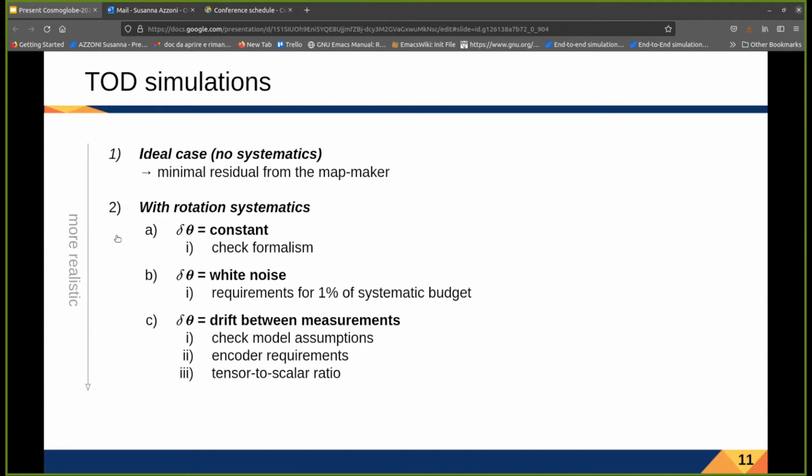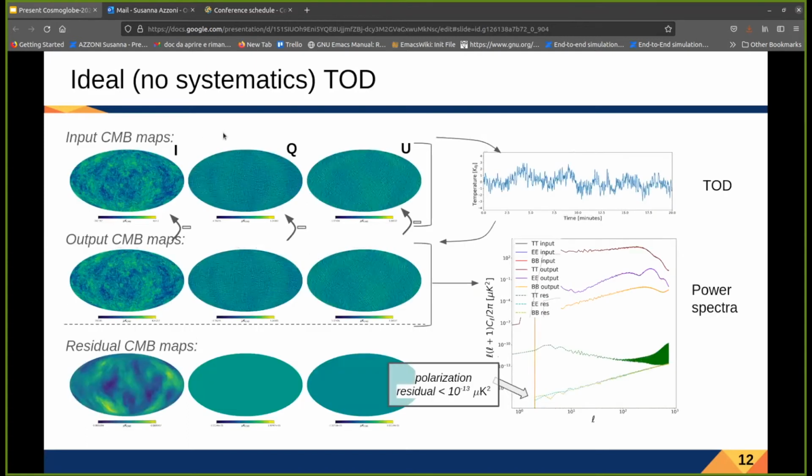So we start with the ideal case, which means that there is no systematic included in our simulation. So the phase is the same between the data simulator and the map maker. The input maps are the input to the TOD simulator, and then the output maps are the ones that come from the map maker. The residual between the input and output maps of the map maker is set by the conjugate gradient efficiency through the iterations. And so we find the lowest possible residuals in power spectrum space, and we test that actually our framework works.